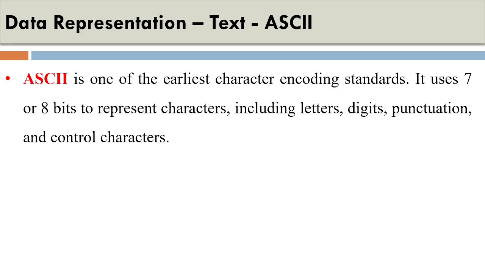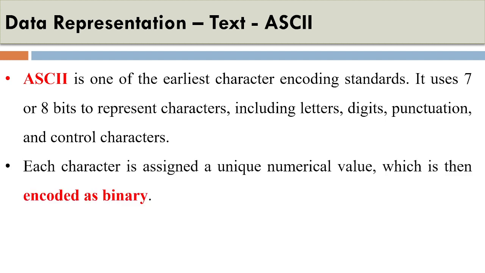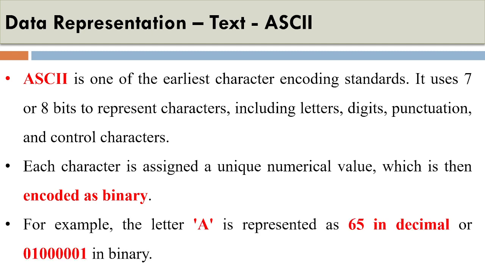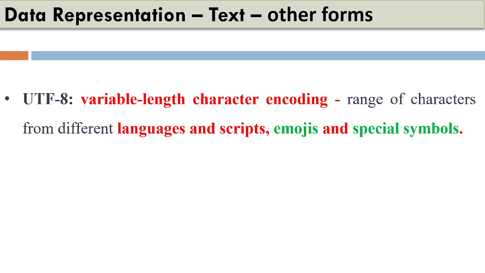There are other ways of representing, that is, we have ASCII. We also know that it uses 7 or 8-bit representation, where the 8-bit representation of ASCII is called extended ASCII. If we take an example, the letter A in ASCII is represented as 65 in decimal, or 01000001 in binary.